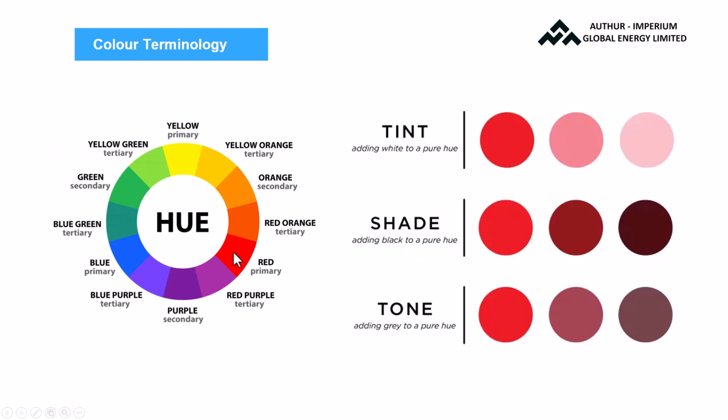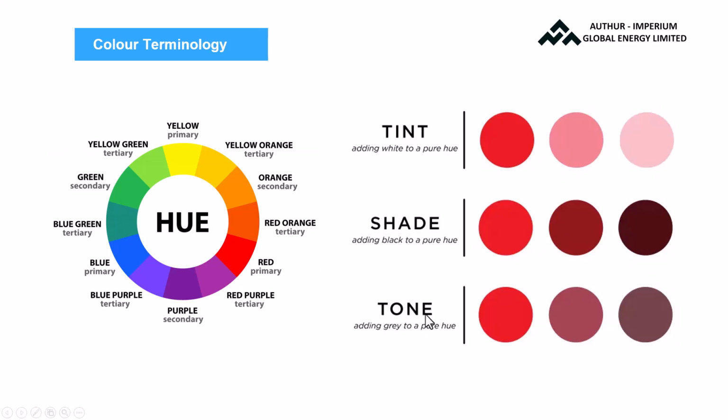So a pure hue is like you have red here. This is the pure hue, like no impurities, nothing added. Then a shade is when you add black. So this is the pure hue. You add black, you get this. You add some more black, you get this. So if you hear give us a different shade of red, what it means is add more black to your red.